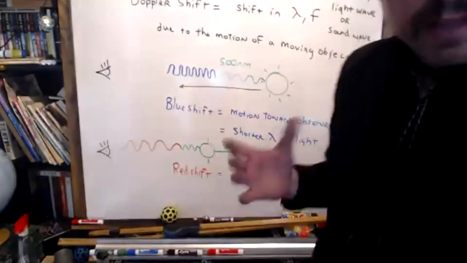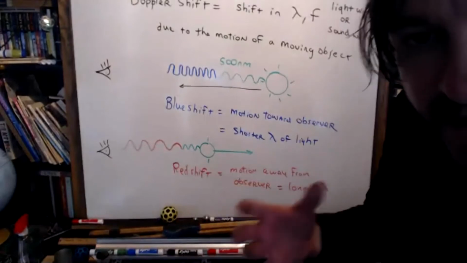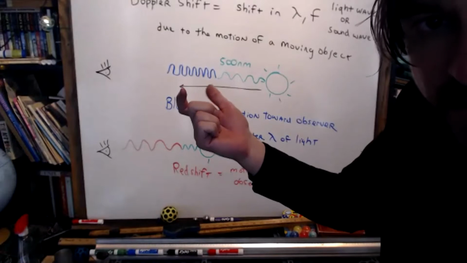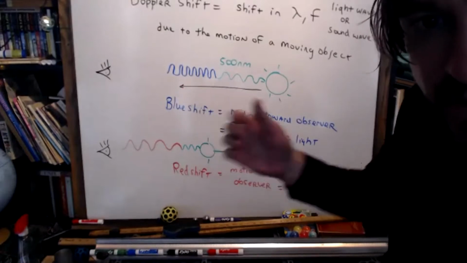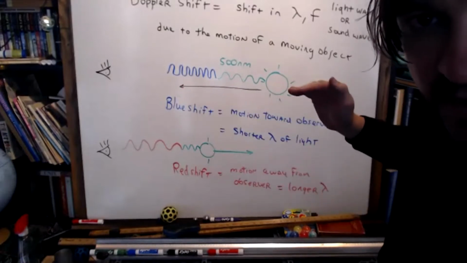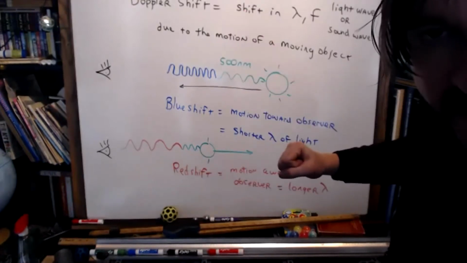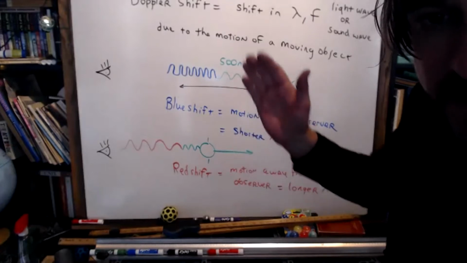These shorter and longer wavelengths have an analogy in sound as well. A shorter wavelength sound results in a higher pitch. So when the siren moves towards you, you can hear the siren go whoop. And when the siren's passing by you and the wavelengths get stretched out, that's a lower pitch. Woo.